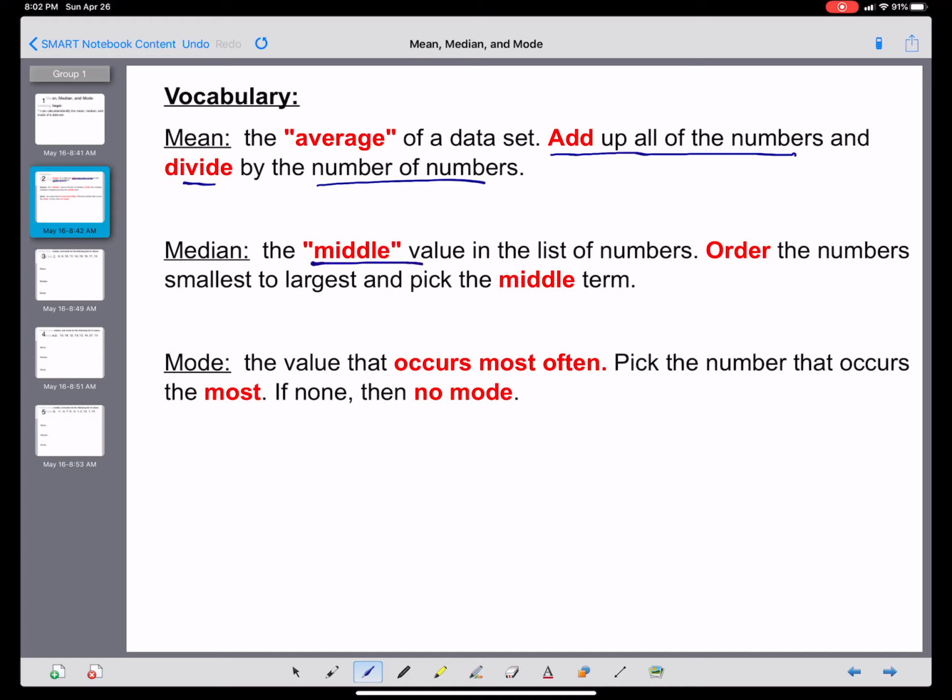Median is the middle value of the list of numbers. So to find the median, the first thing you need to do is put them in order from smallest to largest, and then you're going to pick the middle number.